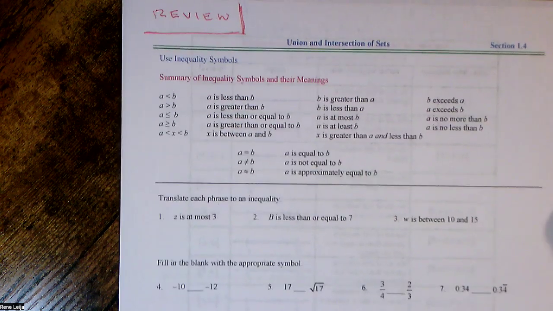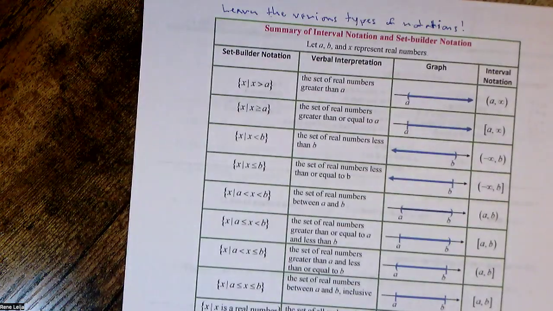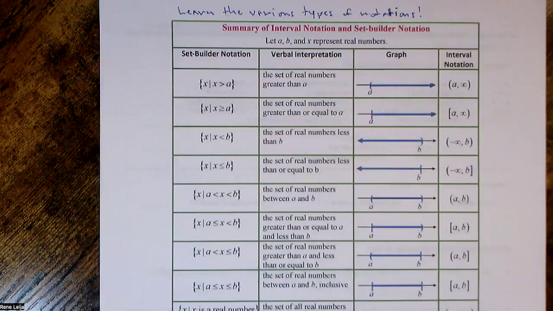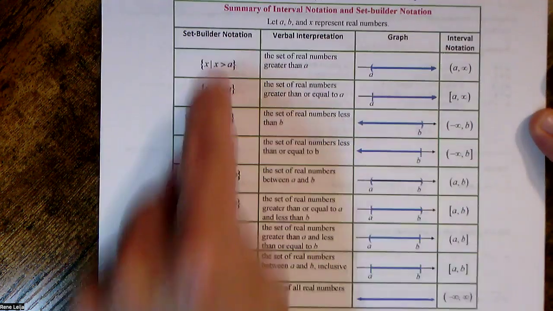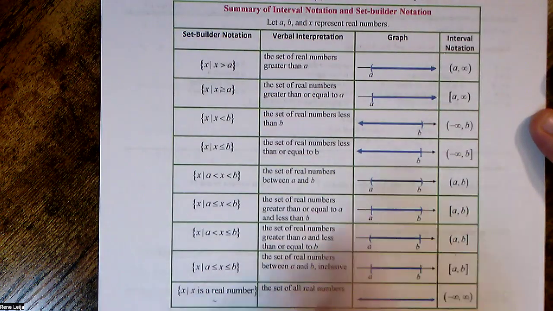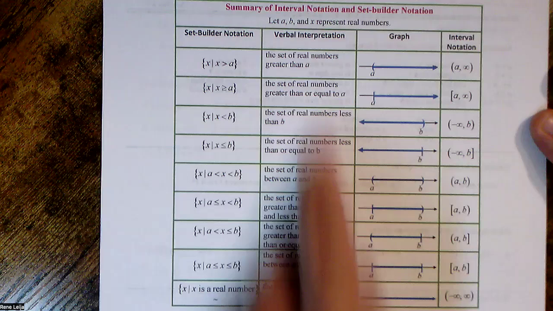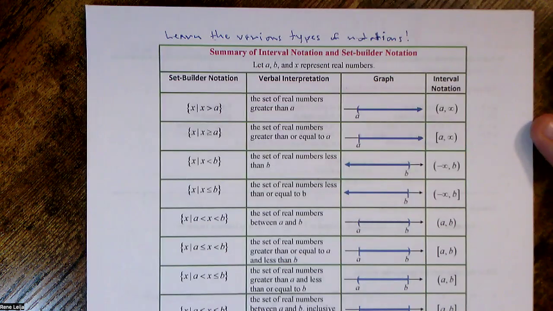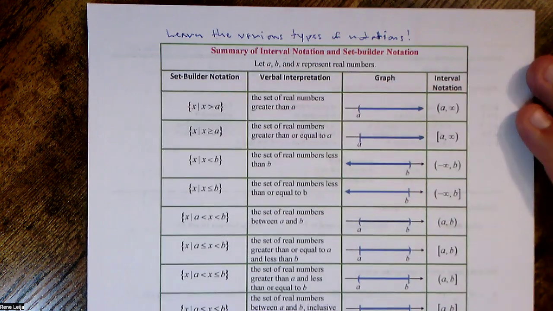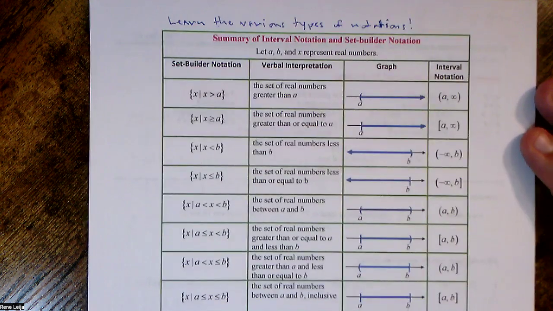Okay. Now I'm not going to cover the first page. I'm going to start on the second page, where you have the summary of interval notation and set builder notation. So you've got the column of set builder notation, which looks kind of weird. It's kind of hard to understand, but this is the verbal presentation. This is how you would interpret it verbally. There's the graph and then the interval notation. So it's a good idea for you to learn these various types of notation because you will be using them at any point from here on.